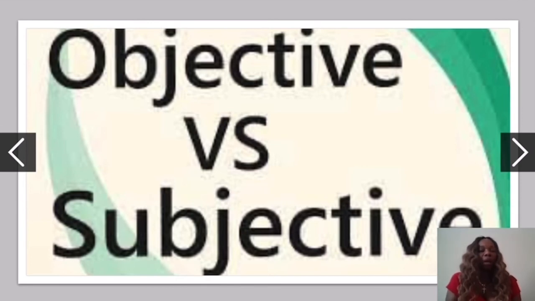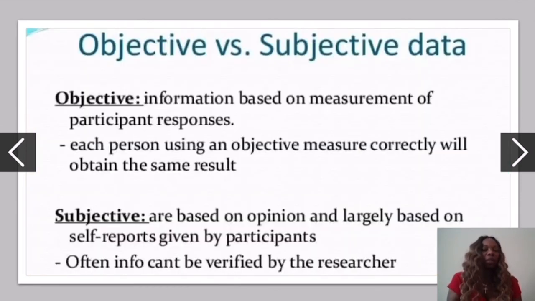We want to talk about objective communication. Objective information is based on measurements of the participant responses. Each person who uses an objective measure correctly will obtain the same result. And then when we're talking about subjective, this is based on opinion and largely based on self-reports given by the participant. Often the information can't be verified by the researcher when we're talking about objective and subjective.